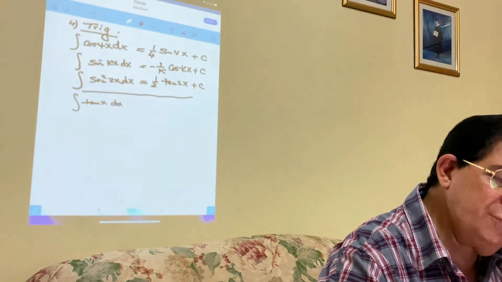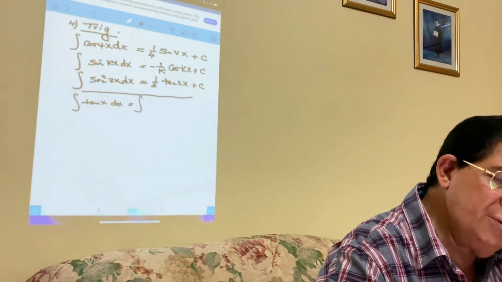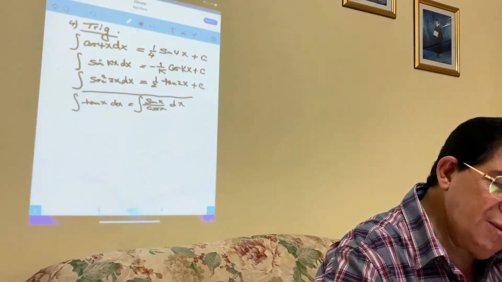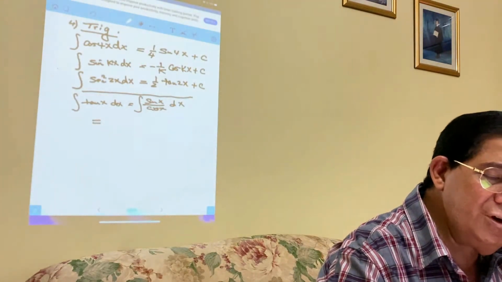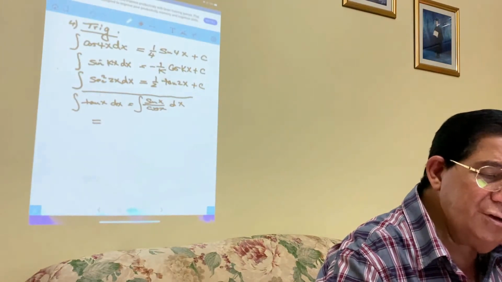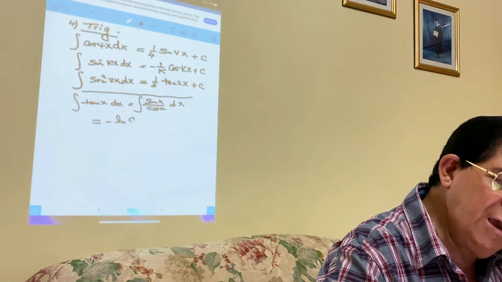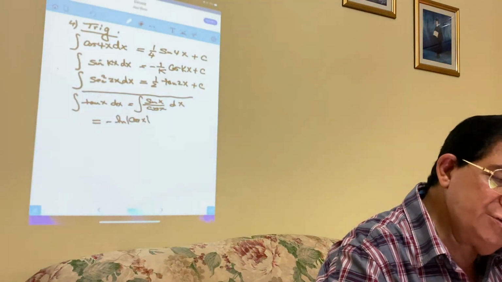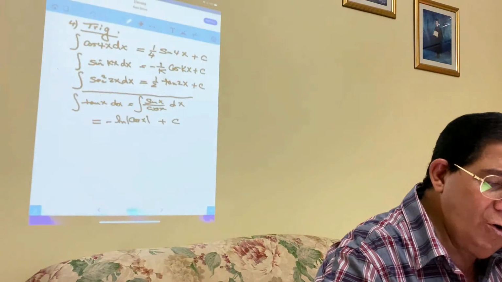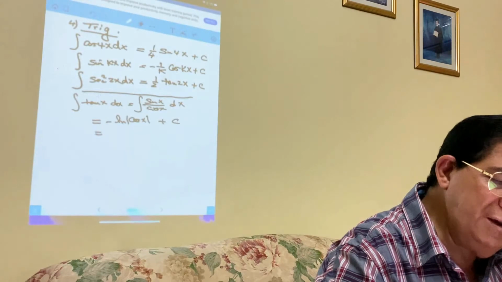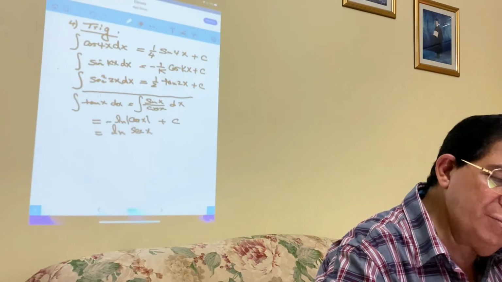What is the integration of tan x dx? We say it is the integration of sine x over cosine x dx. The sine is the differentiation of the cosine, but there's a minus missing. Therefore, there will be a minus in the answer, minus ln cosine x plus c. We can leave it like this, or we can take the minus as a power. It will be ln sec x plus c.